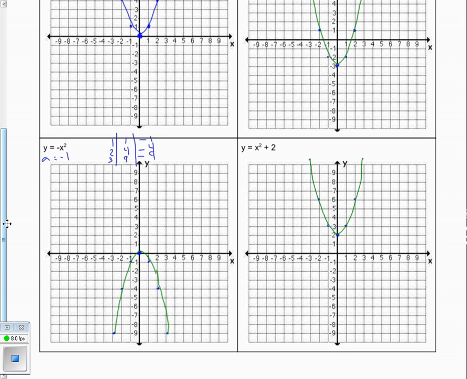As you're graphing parabolas, which is something you'll have to do, you will need to be able to identify what the a value is and what the k value is, and know whether or not the parabola is going to be changing in shape, changing in direction of opening, and changing its vertical position.